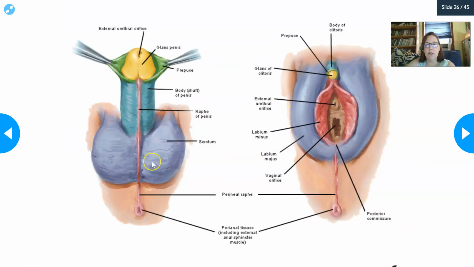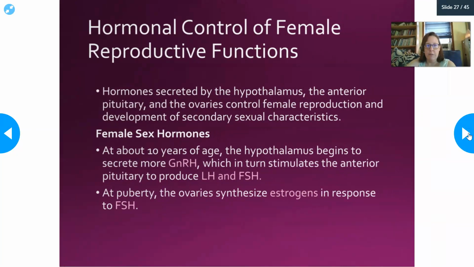You've seen this picture in the other lessons, showing the equivalent structures. So like here, the scrotum in the male is the equivalent of the labia majora here. This is the labia minora. You can see the opening into the urethra, the vaginal opening, and then this would be the penis in the male, but the clitoris in the female. So you can kind of see how these match up.